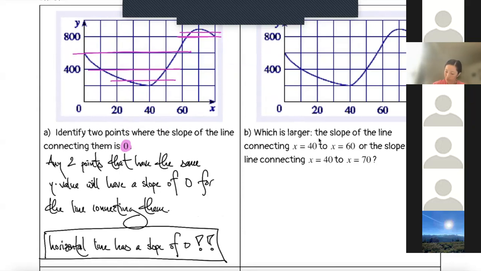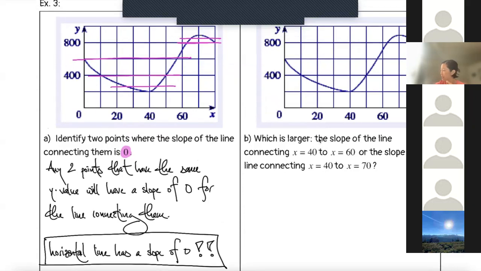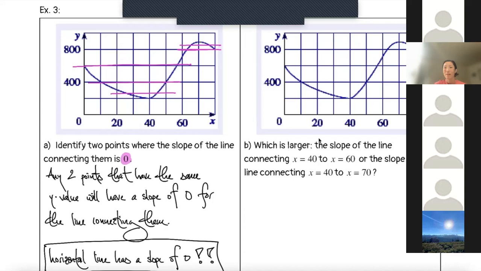All right. Let's take a look at part B. Okay, so part B, which one is larger, the slope of the line connecting x equals 40 to x equals 60, or the slope of the line connecting x equals 40 to x equals 70? All right, so what are our thoughts?